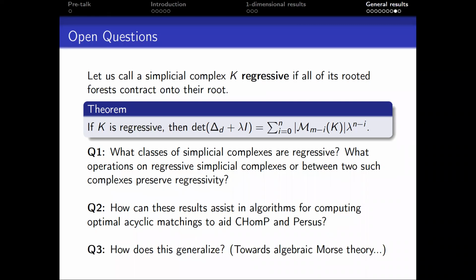And how does this generalize? Can we talk about this type of counting for polytopes, for example, or things that have more interesting geometry and not just topology? Or can we have an interpretation of homotopy groups, or other types of invariants for manifolds? This goes towards algebraic Morse theory. These are open directions that maybe we could think about in the future.